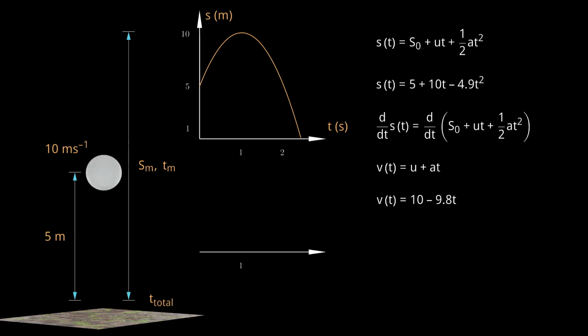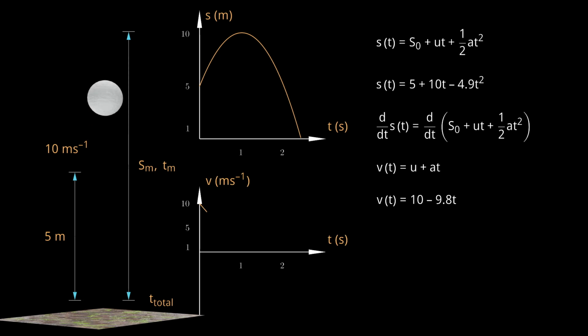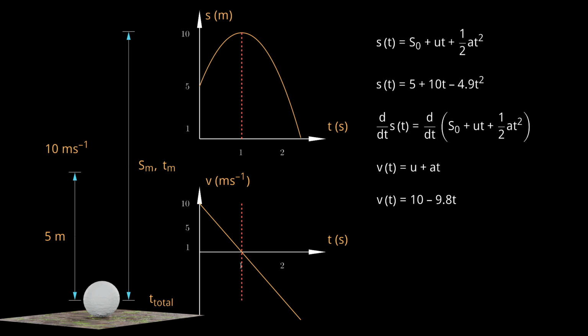Initially, the ball has an upward velocity of 10 meters per second, which gradually decreases to 0 at the peak, before becoming negative as the ball falls. This explains why the velocity time graph extends into both the positive and negative regions, positive for the ascent and negative for the descent. A key observation is that at the peak of the displacement time graph, the velocity is 0. Consequently, in the velocity time graph, the function crosses the time axis, indicating this moment of 0 velocity. This point marks the transition from upward to downward motion.